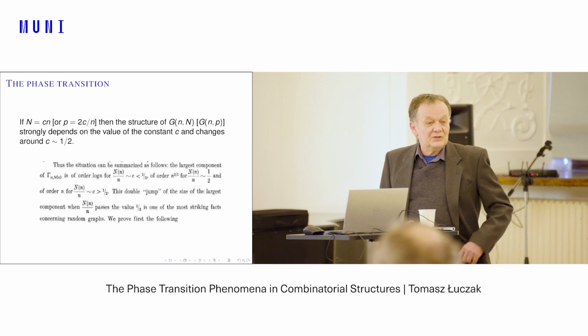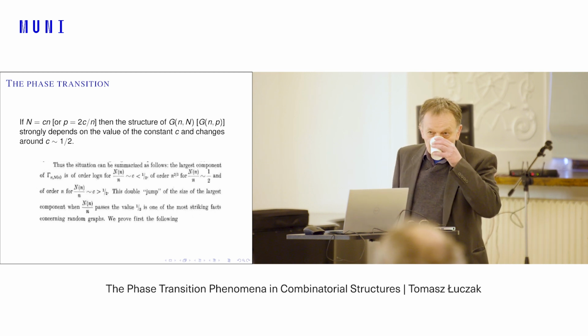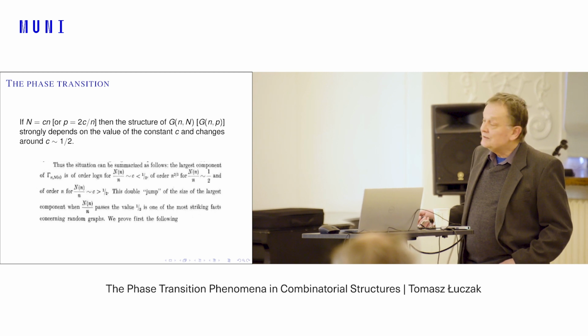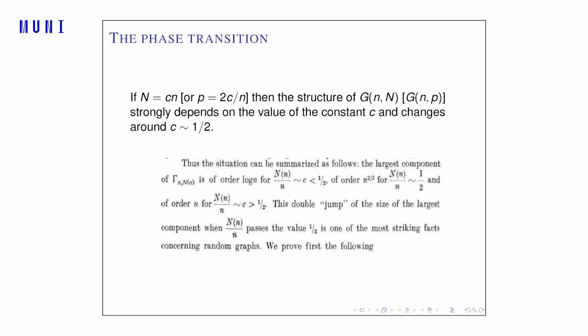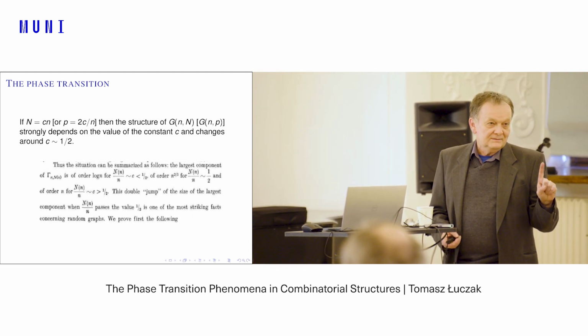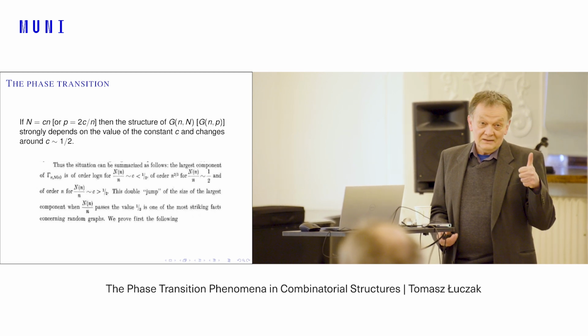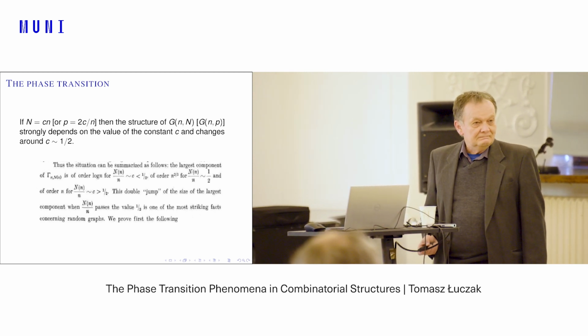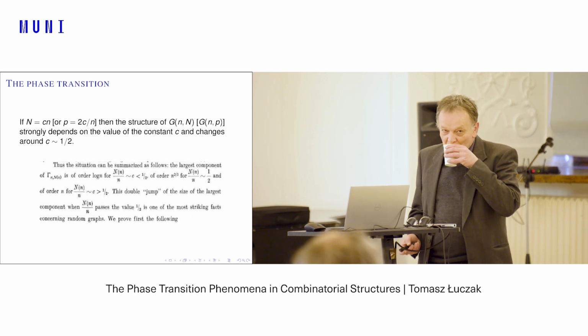Okay, so here is the phase transition which was described by Erdős and Rényi. Take m = cn, and suppose that m over n tends to a constant c. They say there are only three possibilities: either the largest component is of the order log n, when c is smaller than 1/2, or it is of the order n^(2/3), or it is of the order n. That's what they claim.